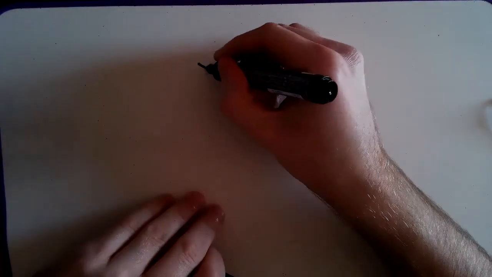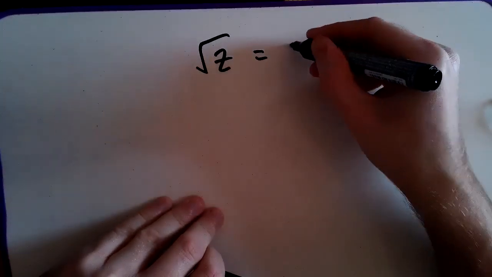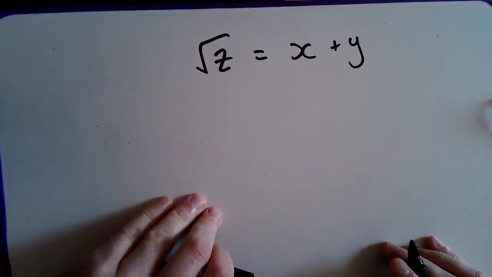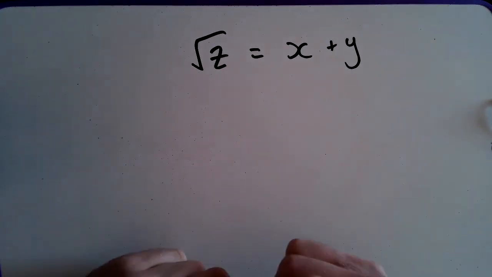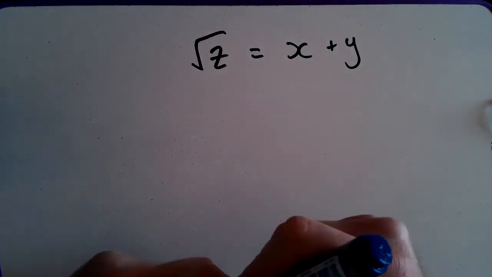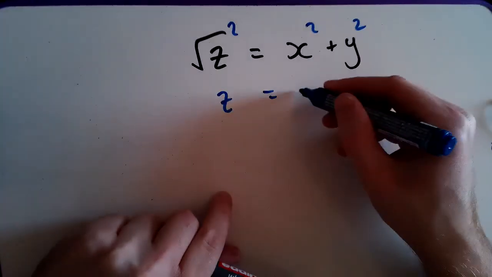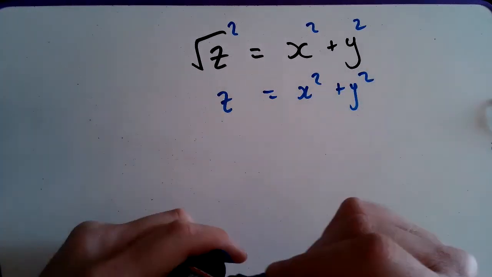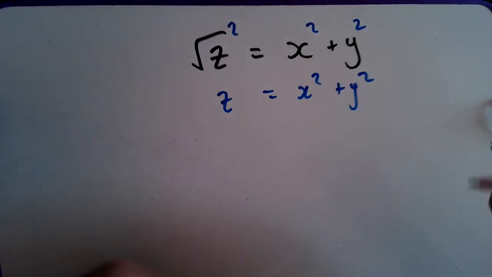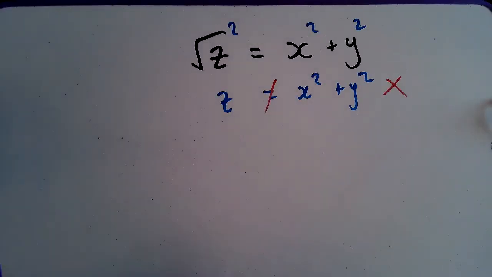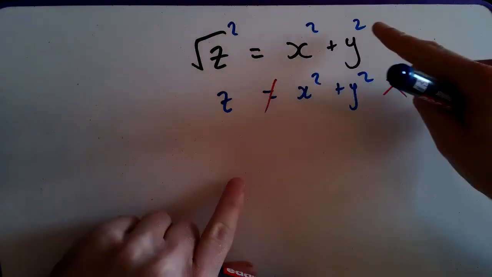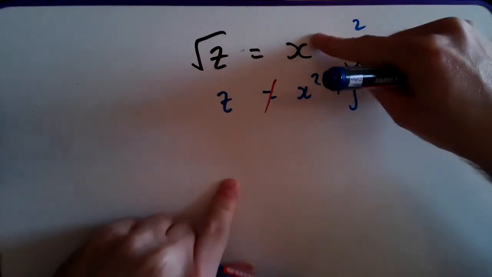Now, these mistakes normally come from equations. So something like this, if I had root z equals x plus y. A common mistake I would see is people would say, right, I'm going to square this, and square this, so z equals x squared plus y squared. But that is definitely wrong. You're not allowed to do that. What we should do instead is, instead of squaring each thing individually, I'm allowed to square each side.